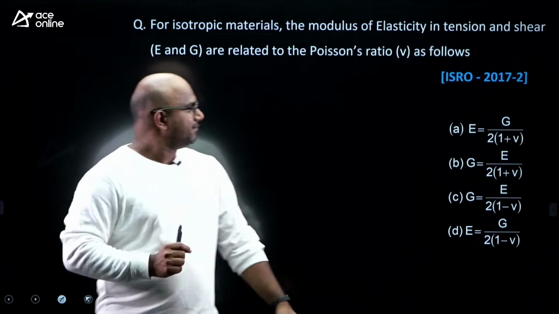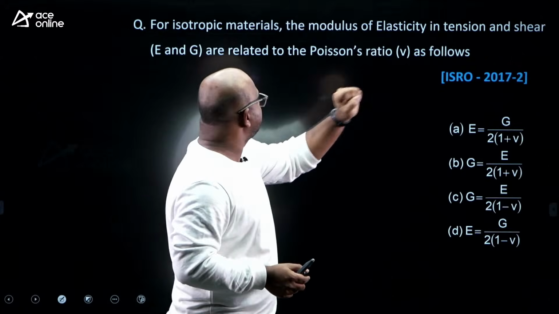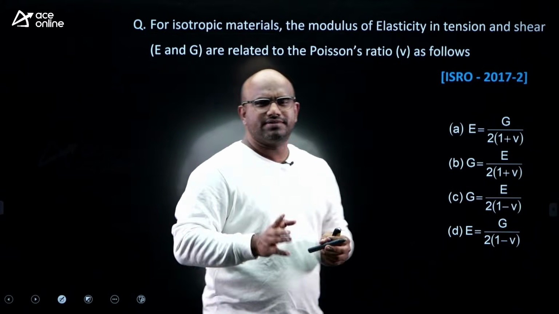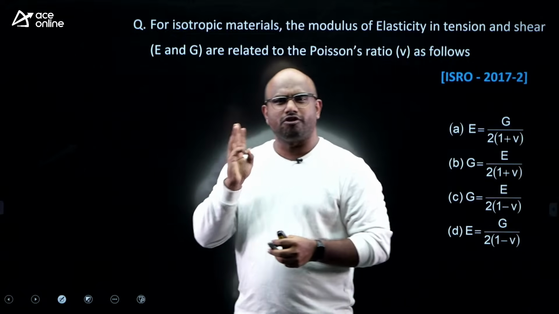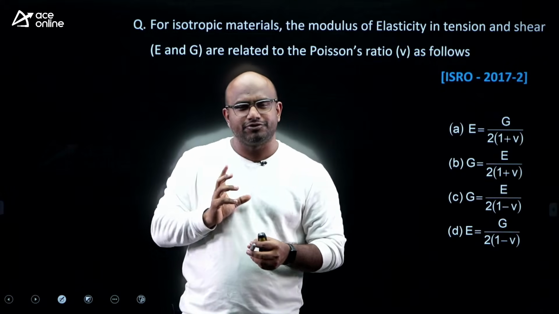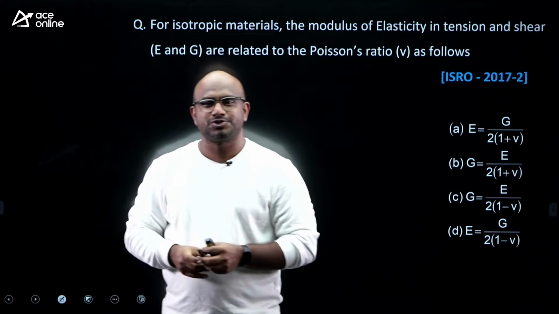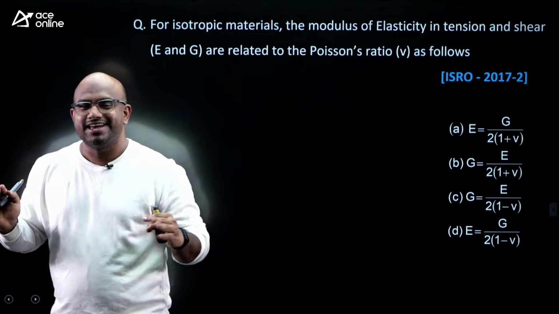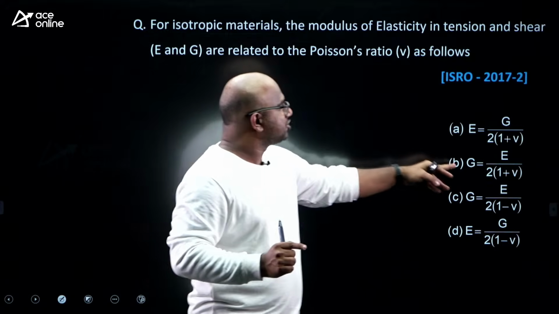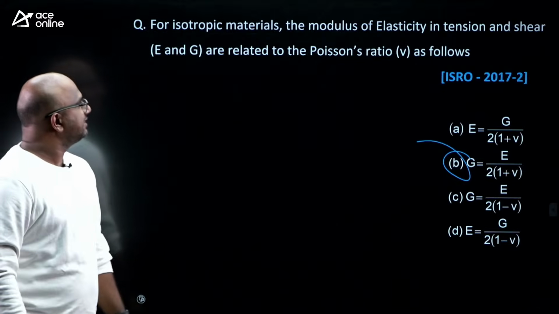Next, please go through it. For isotropic materials, the modulus of elasticity, tension and shear are given. See, similar kind of repetitive questions. I am telling you one more time, those three formulas: this year also I am expecting one question from them. If we check all the PYQs, questions on E equal to 2G into (1 plus v), E equal to 3K into (1 minus 2v), and E equal to 9KG by (3K plus G) are very repetitive. Be very careful. Here, E should be equal to 2G into (1 plus v). Without second thought, option B is the correct one.